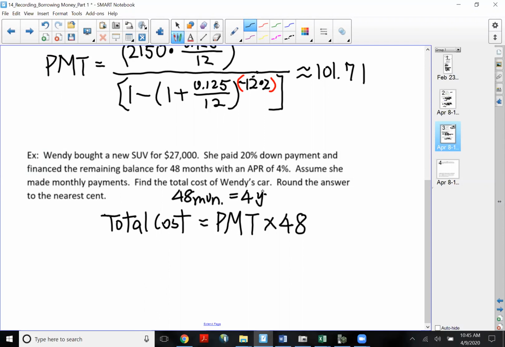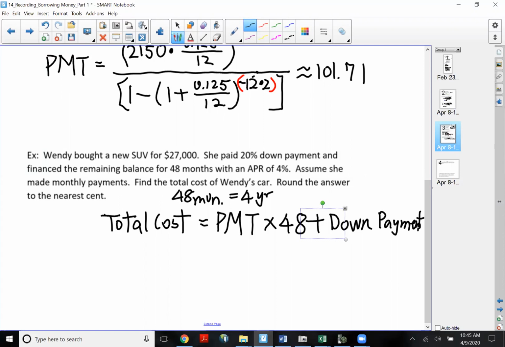So that will be my T in the payment formula. But for the total cost, since we're trying to figure out monthly payments, we need to know how many months she's going to pay this. So she's going to make this payment 48 times. So that's the total amount of money that she put in. But she's also going to put 20% down, so we still have to go back and add the down payment that she's going to make.